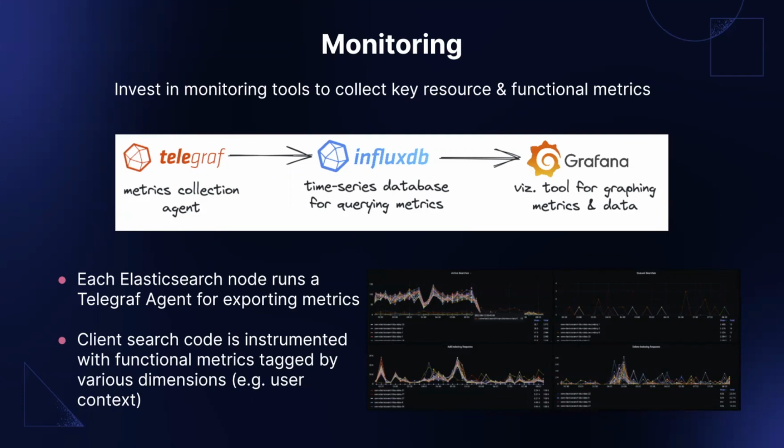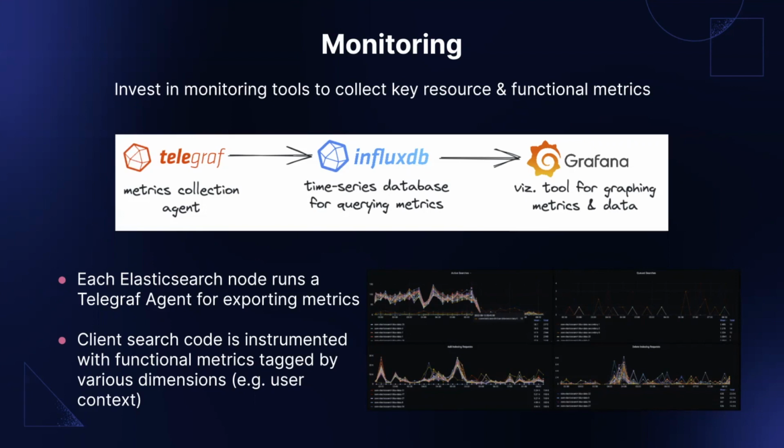So at Traackr, the set of tools we use to facilitate this are Telegraf, which is a metrics collection agent, InfluxDB, which is a time series database for querying metrics, and Grafana, which is a visualization tool for graphing metrics and data. These are just the tools we chose that we feel gave us the most flexibility in our observability stack. These can very well be replaced by the ELK stack that Elasticsearch offers. It's very similar, but it's just the tools we use.